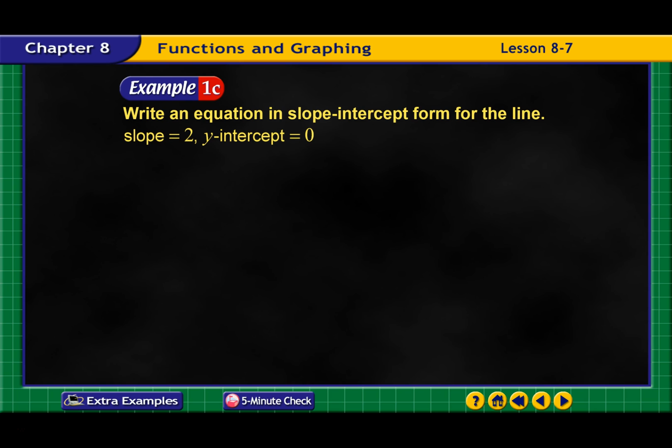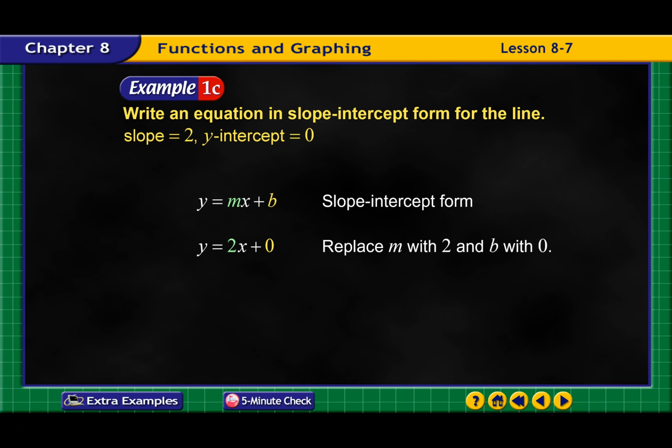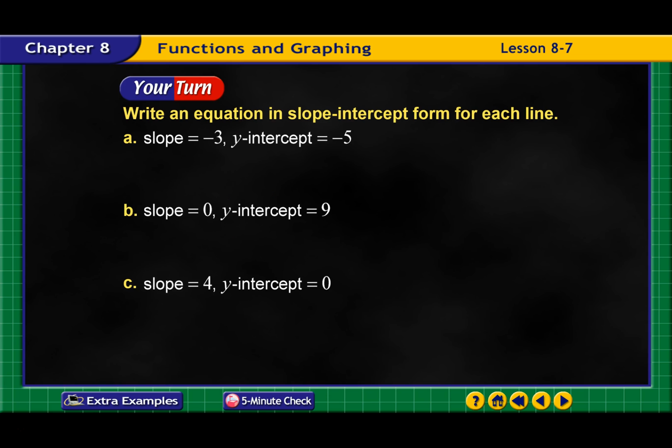So write an equation in slope-intercept form for this line, a slope of 2 and a y-intercept of 0. Uh-oh, another 0 problem. So y equals mx plus b. Put in my slope, put in my y-intercept, and then we have to simplify that to y equals 2x. All right, your turn. Write an equation in slope-intercept form for each line. Go.